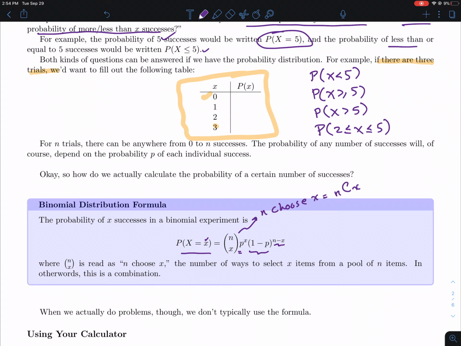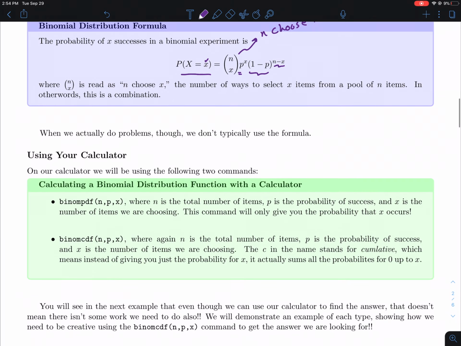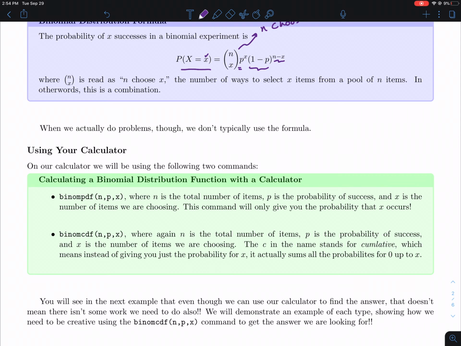Now the downside is you would have to do it for every single trial. You'd have to calculate x equals 0, x equals 1, x equals 2, x equals 3. So it gets a little tedious to write out the whole thing, especially if you're doing it by hand. So what we're going to do is actually use a calculator to do this, because we're lazy and we've got it available.